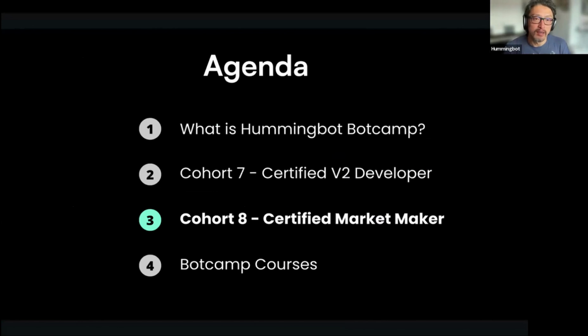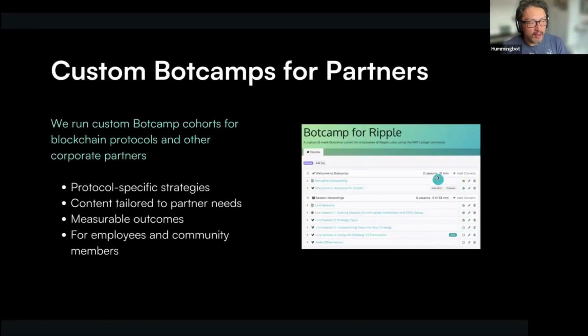Okay, so just some background. The past cohorts we've done have looked more like cohort 7. They're more focused on teaching people how to develop their own algo trading strategies. But one point of feedback we've gotten is that some users are not as technical, but they do want to understand market making because they want to create a market making business, or they just want to operate a strategy rather than actually build a strategy. And we've also gotten this feedback from some of the corporate partners that we're organizing Botcamp for as well.